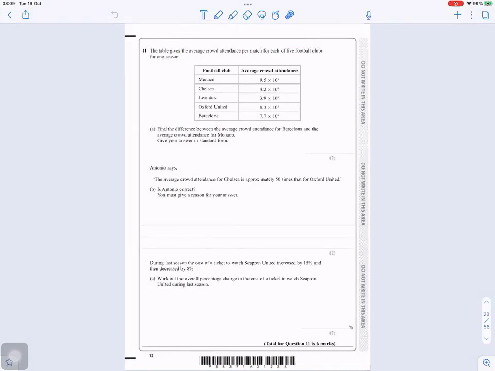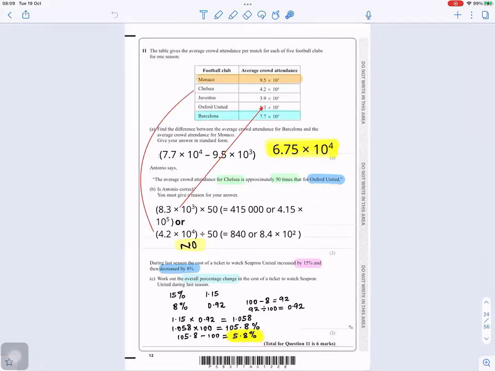Question number 11. The table gives the average crowd attendance per match for each of the 5 football clubs for one season: Monaco, Chelsea, Juventus, Oxford, Barcelona. Find the difference between the average crowd attendance for Barcelona and for Monaco. Give your answer in standard form. So Barcelona is 7.7 times 10 to the 4, and Monaco, 9.5 times 10 to the 3. Use your calculator, and that gives you 6.75 times 10 to the 4.